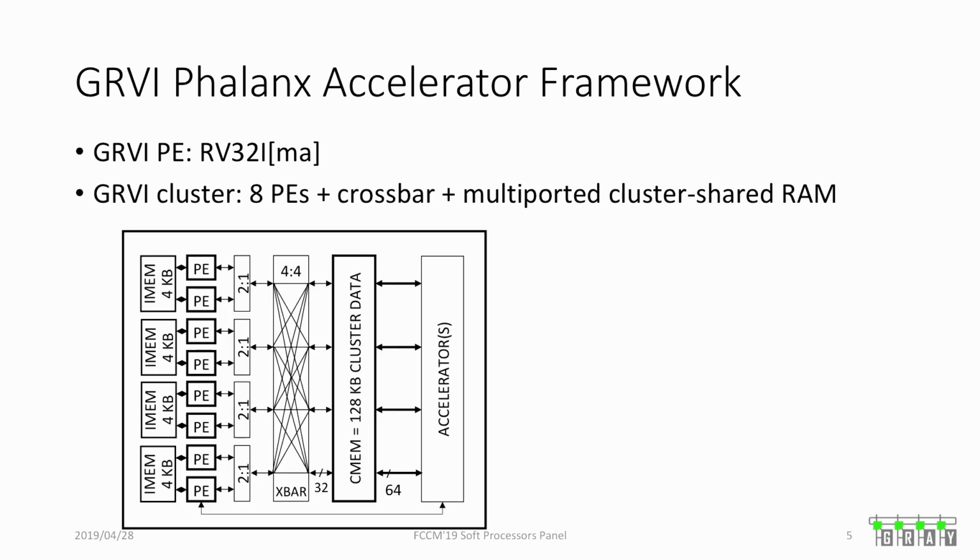So I put them together in clusters. In this case, the cluster has 8 processing elements going into 128 kilobyte shared memory. You can put several hundred of these clusters on a die. You can couple accelerators directly into the multi-banked shared memory as well. And you'll see there's no caches in this design because they're too expensive and cache coherence is hopeless at this scale.